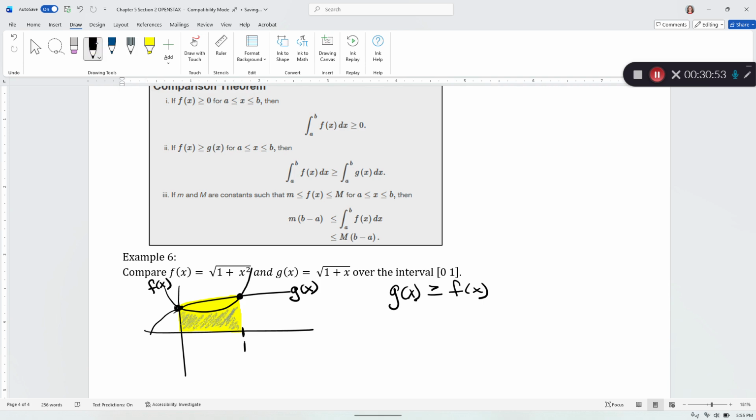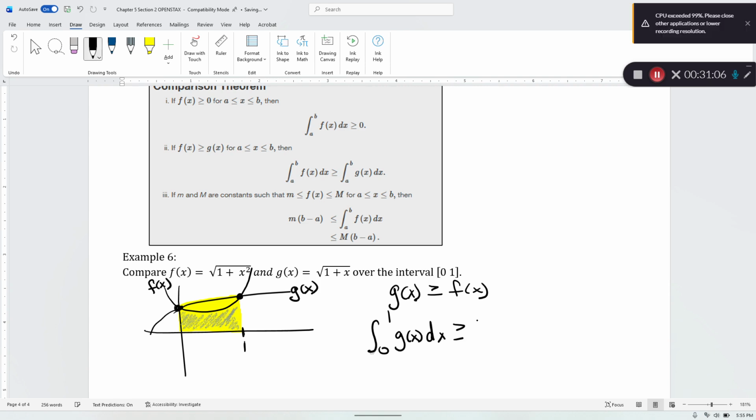Is the inequality preserved? In other words, is the integral from 0 to 1 of g of x, that's the yellow highlight, larger than or equal to the integral from 0 to 1 of f of x dx? Yes, so basically all we're saying here is that integration preserves inequality. So if something is greater than or less than, it will remain that way. Okay.